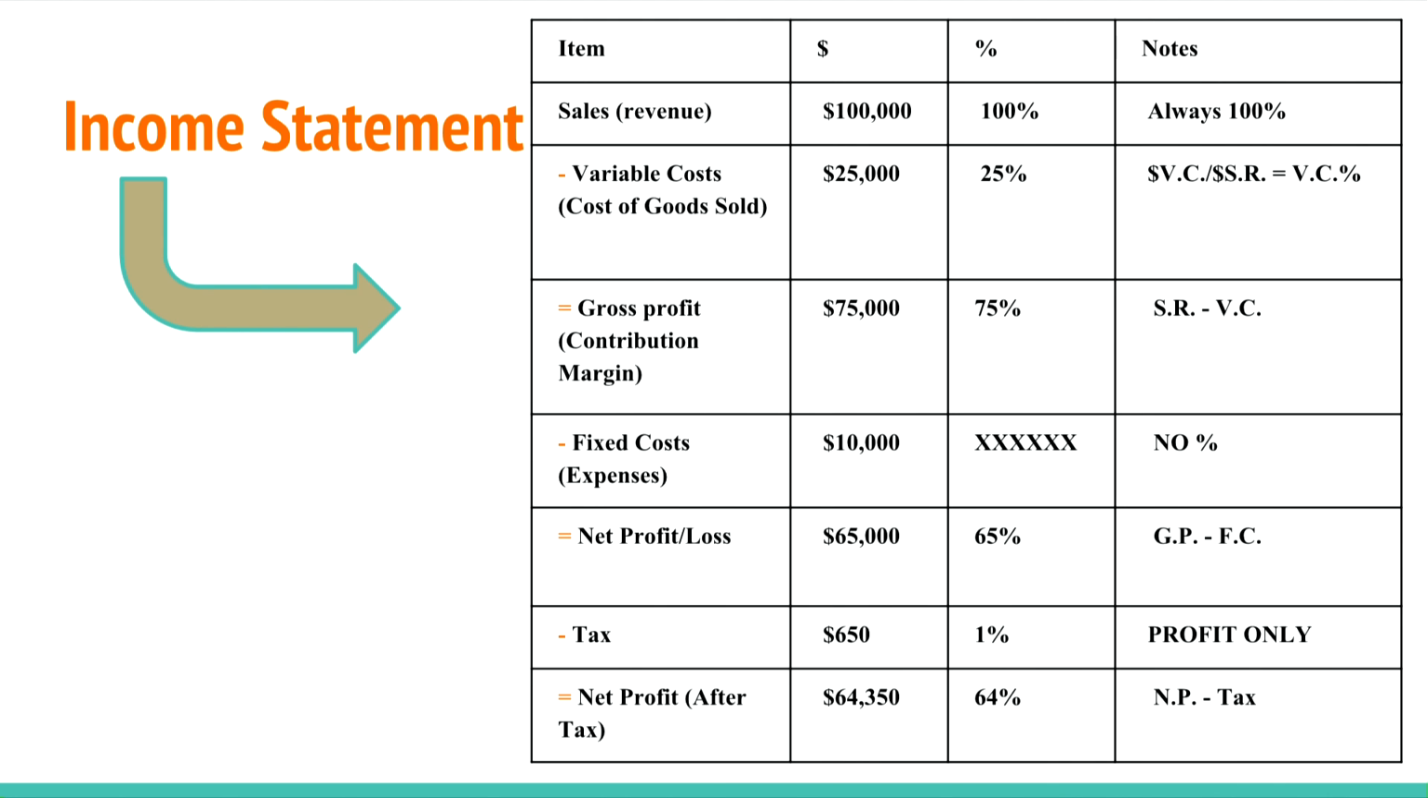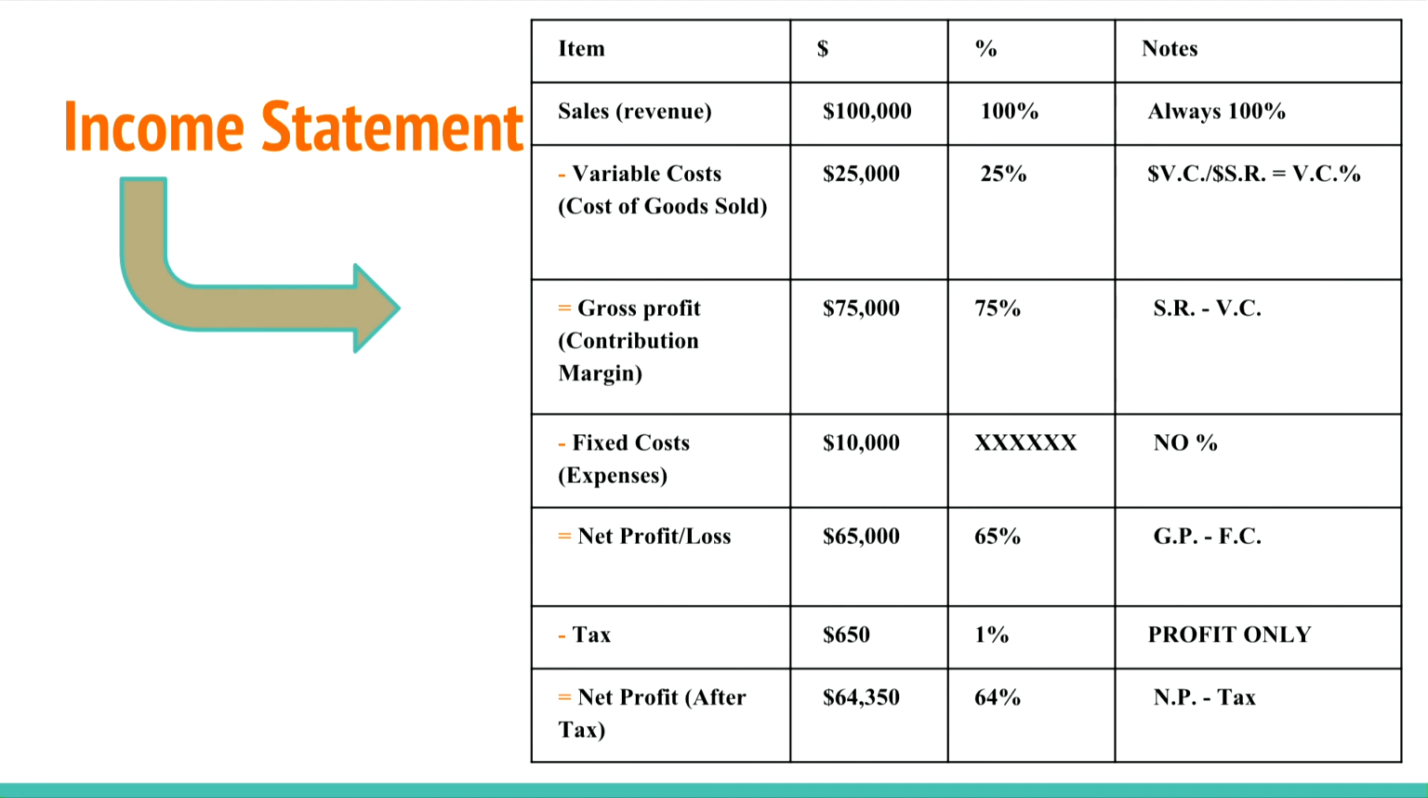The first part of the income statement is sales or revenue, and in this example you have $100,000 of sales revenue. This is 100% and will always be 100% because you're dividing, or your total would be your sales revenue. Next would be variable cost or cost of goods sold, and in this example is $25,000. And that would be 25% of your sales revenue because you're dividing the dollar of your variable cost by your sales revenue, and that will give you 25% variable cost percentage.